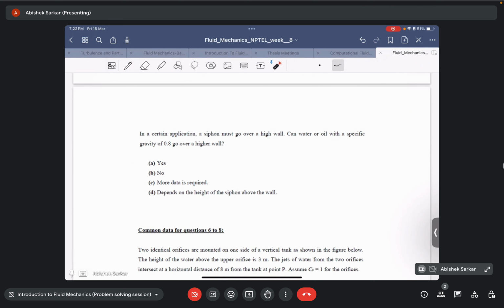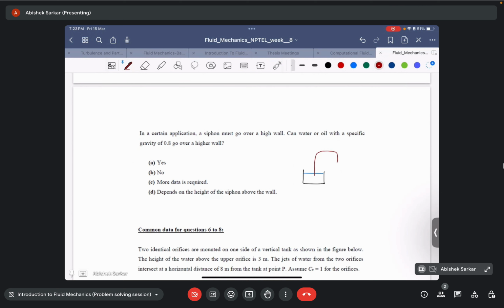But the important thing is that, let me just draw it. If there's a tank, there's a certain level of water, and there's a siphon used to drain the water, then it can go above a certain height of wall. Okay, that's not a big issue. But the thing is that the exit of the pipe must be below the free surface of the liquid. Then only the siphon will work.